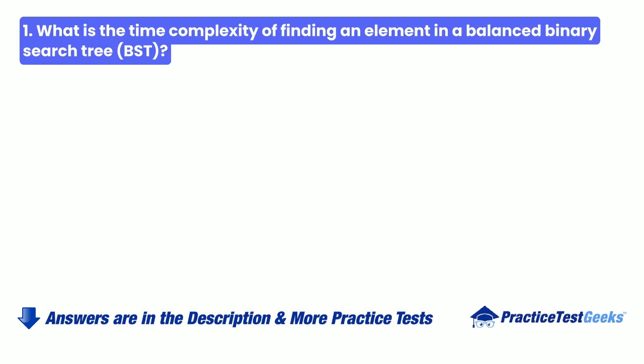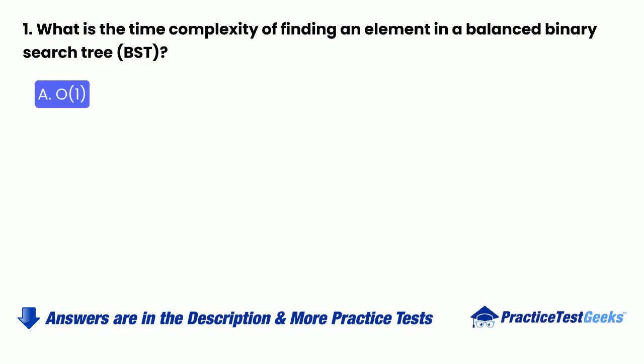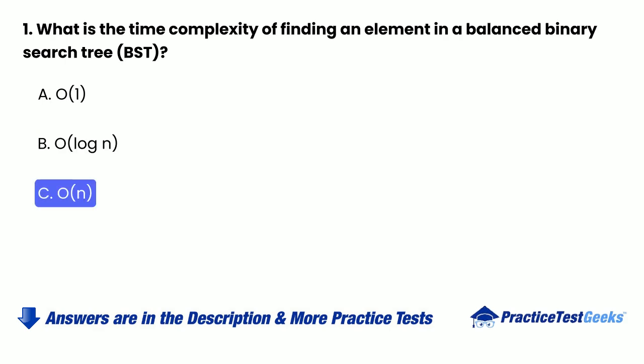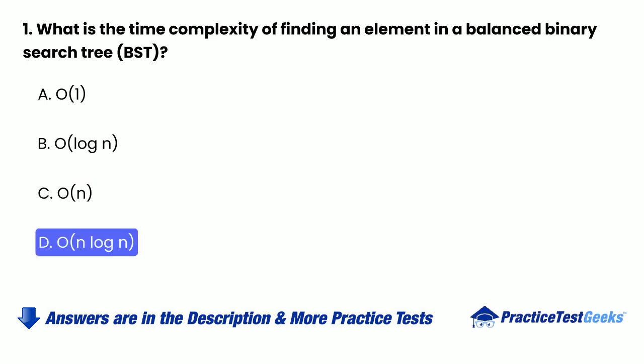1. What is the time complexity of finding an element in a balanced binary search tree or BST? A. O of 1 or constant time. B. O of log n or logarithmic time. C. O of n or linear time. D. O of n log n or log linear time.